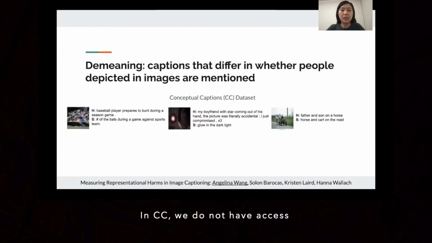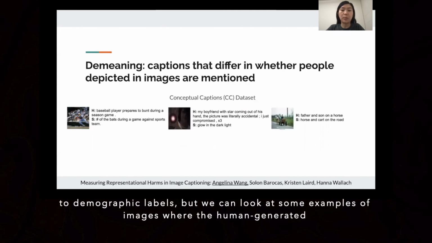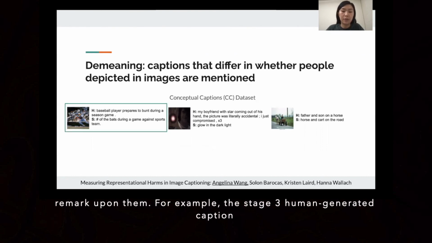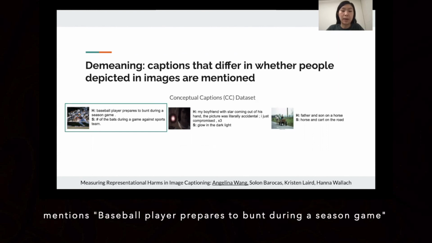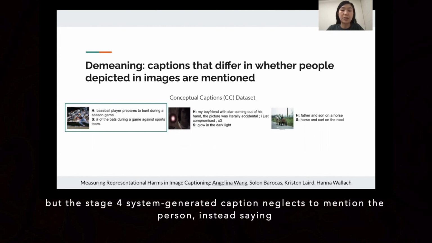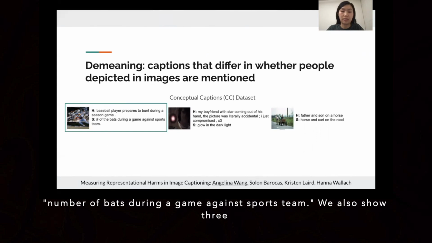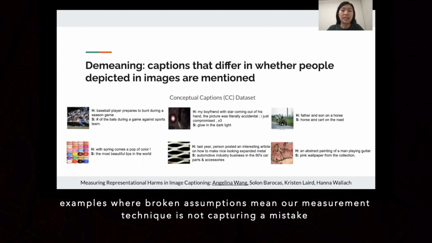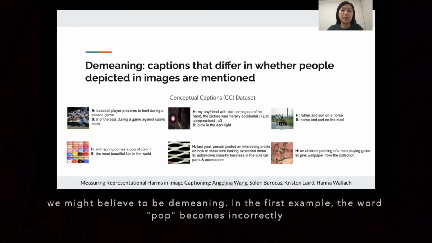In CC, we do not have access to demographic labels, but we can look at some examples of images where the human-generated caption tells us that there is a person in the image, but the system-generated caption does not remark upon them. For example, the stage 3 human-generated caption mentions "baseball player prepares to bunt during a season game," but the stage 4 system-generated caption neglects to mention the person, instead saying "number of bats during a game against sports team." We also show 3 examples where broken assumptions mean our measurement technique is not actually capturing a mistake we might believe to be demeaning.